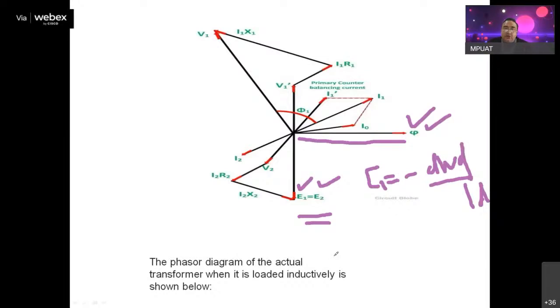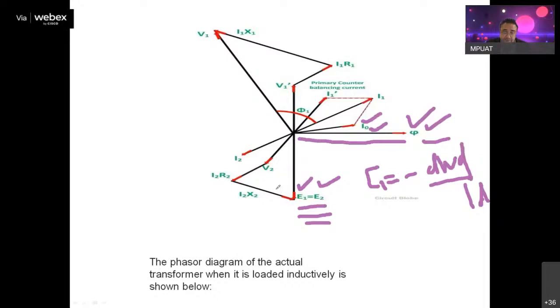Now a no load current is produced. Let this value be I naught, as shown in the figure. Now these two are clear: I naught is there, and the flux phi is the reference. Induced EMFs E1 and E2 are in phase opposition to the flux, therefore they have been shown vertically downward, E1 and E2, at an angle of 90 degrees.